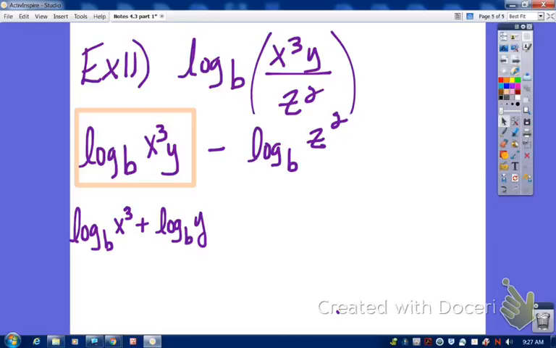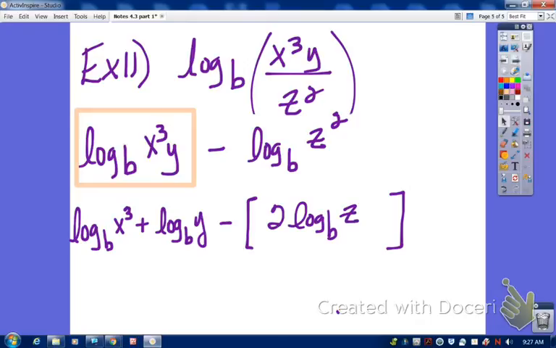Then you're going to bring down your minus, and you're going to be really careful here, especially if that second log expanded out into more than 1 log. You've got to remember that you would be subtracting everything. You're subtracting the whole log base b of z squared. So you might want to be real careful and put that in a bracket or parentheses here. That second log expands how? 2 times log base b of z.